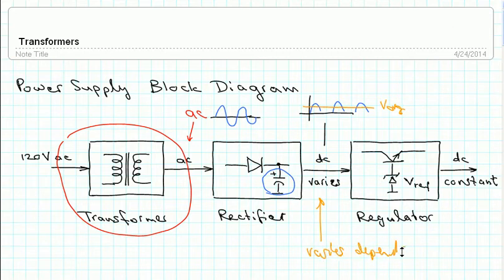So here we have varies, depends on load. And by this we mean the load that's being connected to the output of the power supply. And also it depends on the line voltage. So that is the voltage that comes here from the outlet with the 120 volts. That can vary by as much as plus minus 10%.